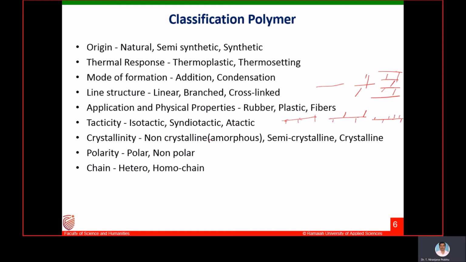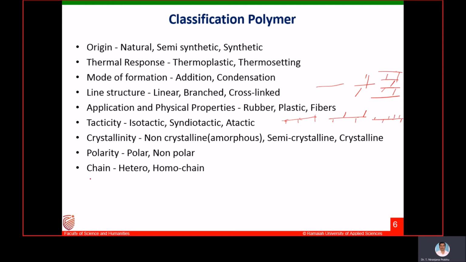Crystallinity. Based on crystallinity, polymers are classified as amorphous, semi-crystalline, and crystalline. And polarity determines whether the polymer is polar or non-polar in nature. For example, polyvinyl alcohol has OH, so it is a polar polymer. A non-polar polymer example I can give is polyethylene. It doesn't react so easily. Teflon is a non-polar polymer. For polar polymers I can add another example, nylon, which is commonly used.